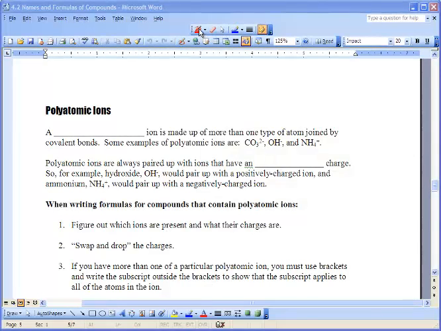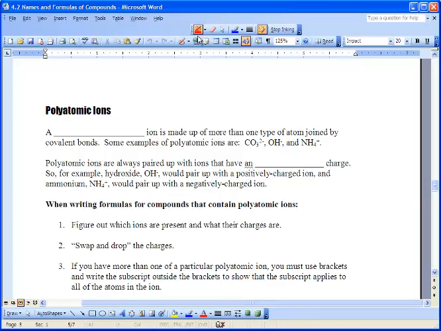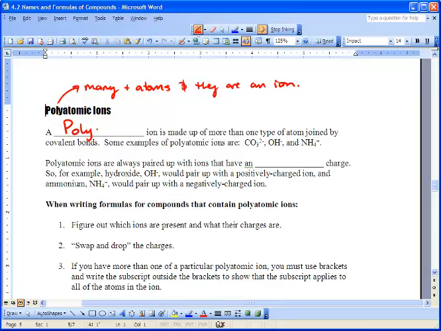Well, today we're going to be talking a little bit about polyatomic ions. Now, poly means many. And when you think about many, it means many atomic ions. Well, it means it's got many atoms and they are an ion. So polyatomic ions are made up of more than one type of atom joined by covalent bonds, meaning that they're sharing electrons.